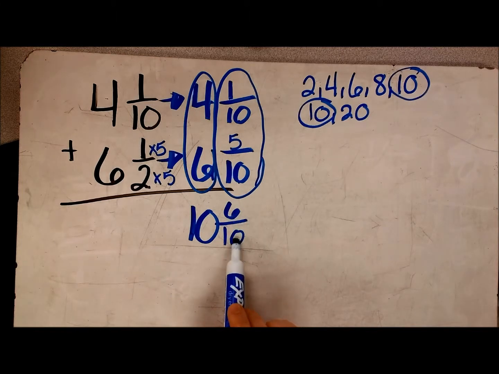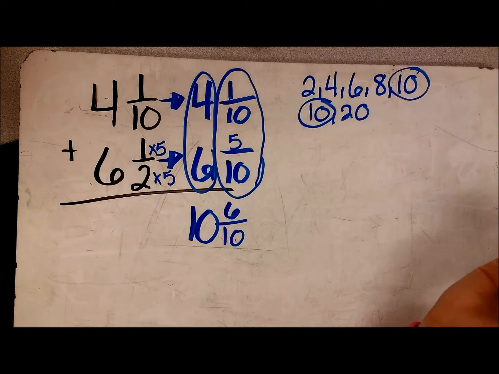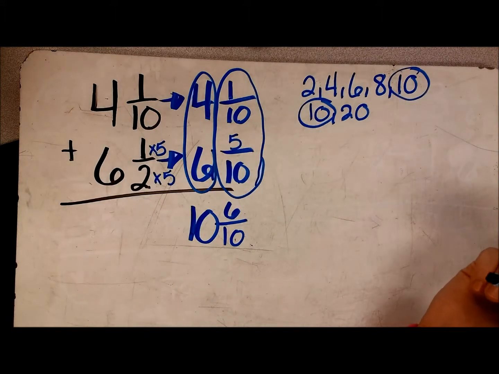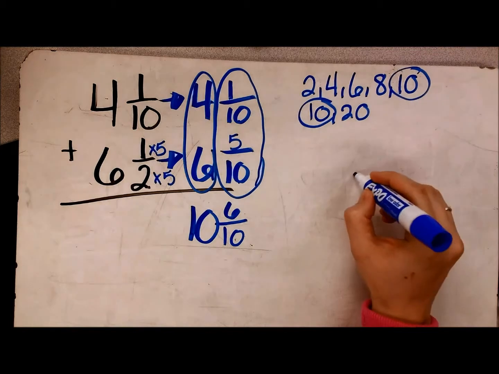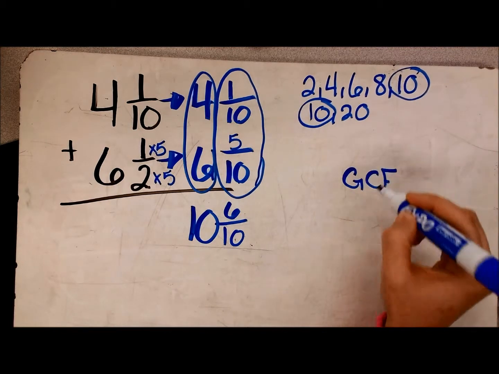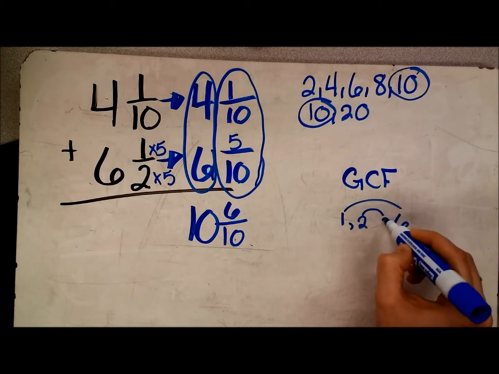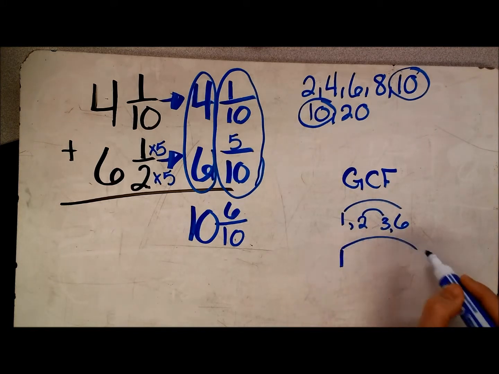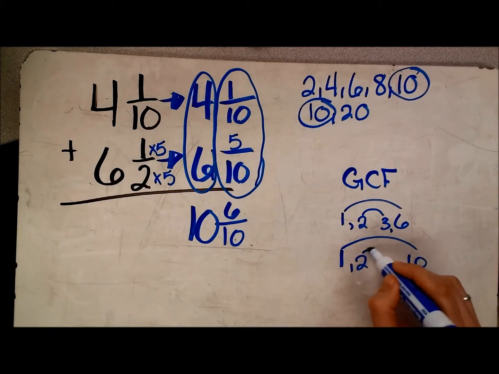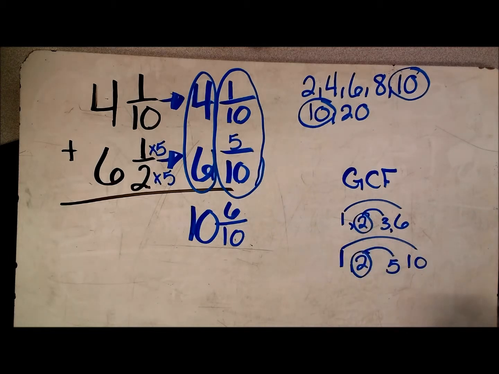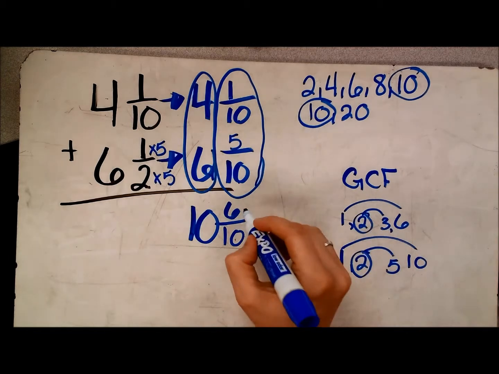This fraction is not in simplest form. To put your fraction in simplest form, you divide by the GCF, or greatest common factor, of the numerator and denominator. If you don't know what the GCF is, you can use a rainbow to find it. You list all your factors of 6, and then you list all your factors of 10. The GCF is going to be the greatest one that they share. It is a 2, so you're going to divide by 2.